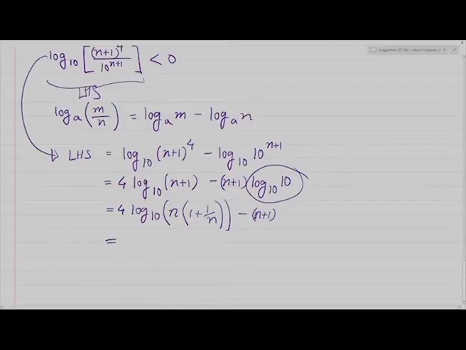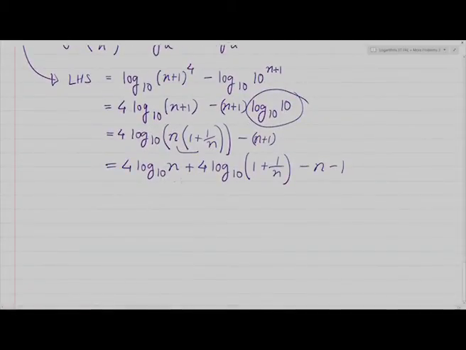Again, if I have terms of this form, then I can apply the multiplication rule. So it's 4 times log to the base 10 of n, I am using the multiplication rule, plus 4 times log to the base 10 of 1 plus 1 by n, minus n minus 1. Right. I hope everything is clear till this point.